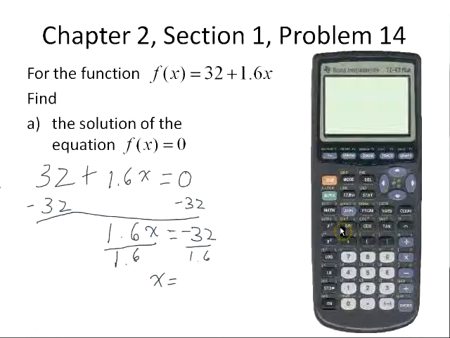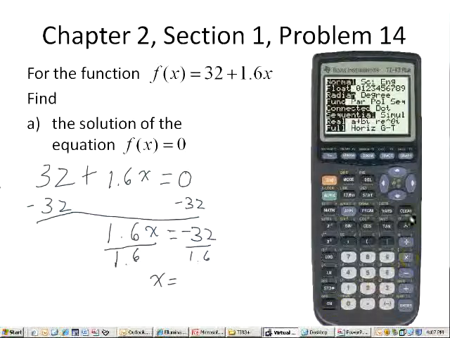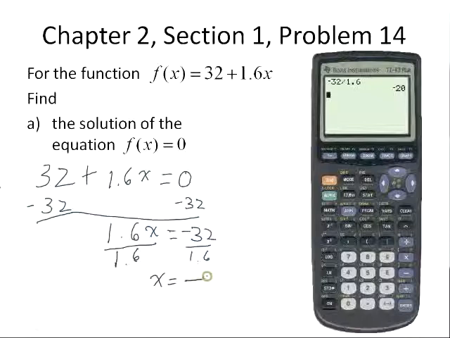And at this point, we can use our calculator. I'm going to turn the calculator on and clear what's on this screen. I'm going to have negative 32 divided by 1.6. And some of you maybe knew what this was before I did this computation. But my answer here is going to be negative 20. And so this is the solution for part A: x is equal to negative 20.